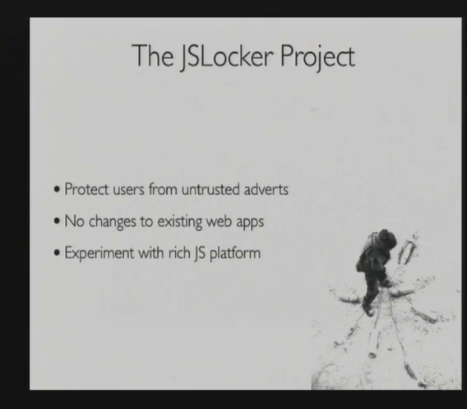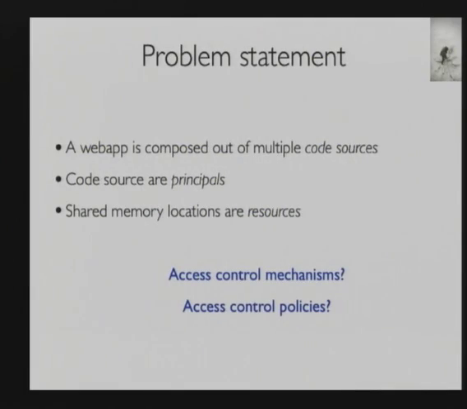So this is a trade-off. This is technology that requires you to change the browser, but all of the code out there can be run intact, same as before. So what is the problem statement? Essentially, a web app is composed of multiple sources. There's code coming from CNN, code coming from other sources. We can think of these sources as our principals. CNN is one principal, and the ads are another one. And probably CNN is more trusted than the ads.